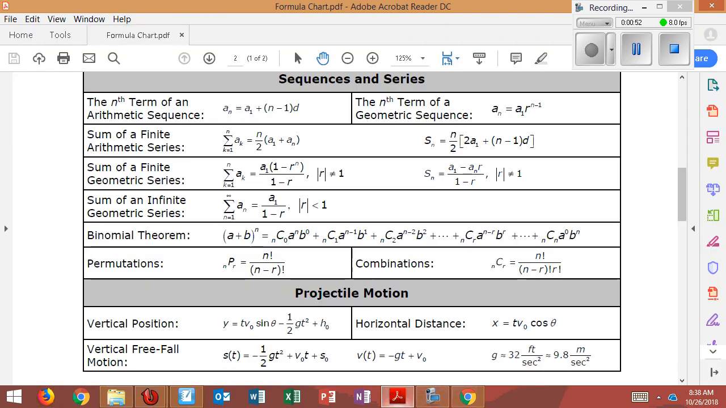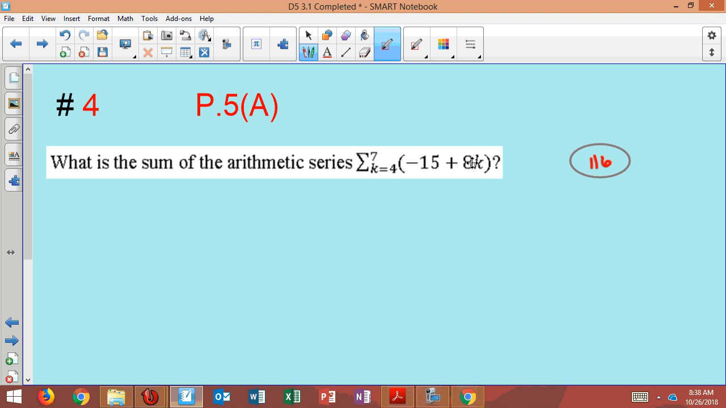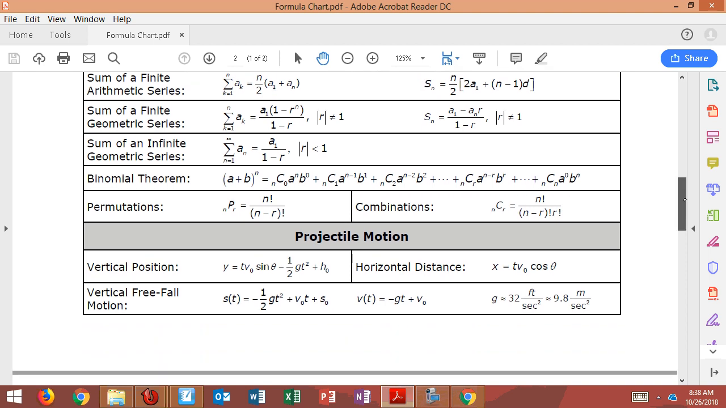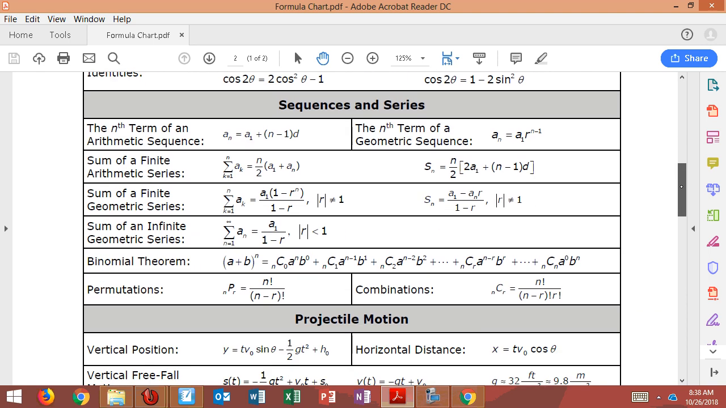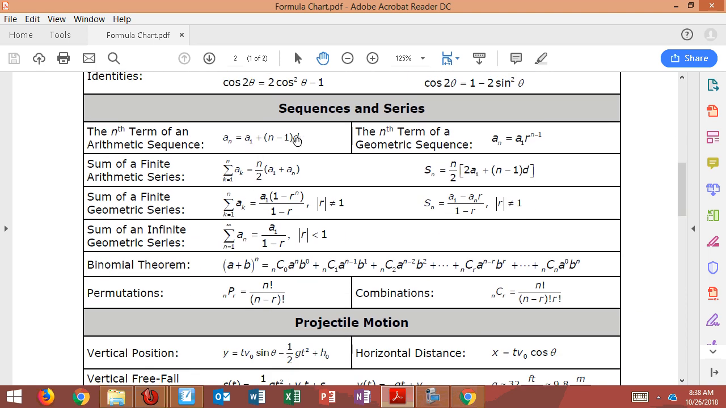Now, if you wanted to use a sum formula, you could, and I'm going to walk you through this. This is important that you understand how this works. If you look, this is an arithmetic series because it's in the form from over here in the formula chart. If you go up to sequences and series, you see that it's in this arithmetic form, rather than geometric form. Geometric, everything we multiply. Here we have the addition, and then the difference is over here. So this is an arithmetic series.